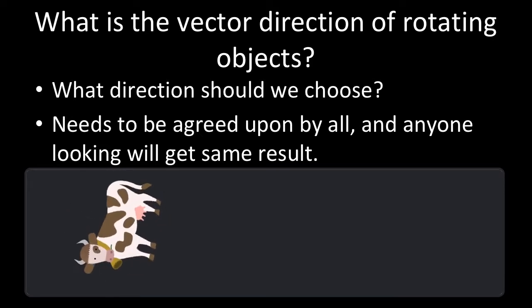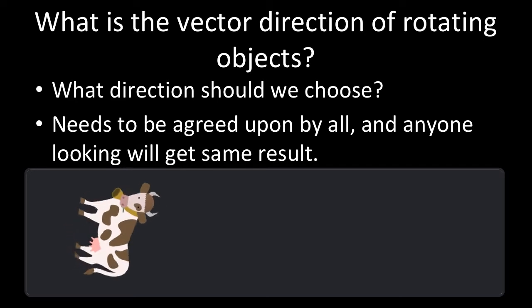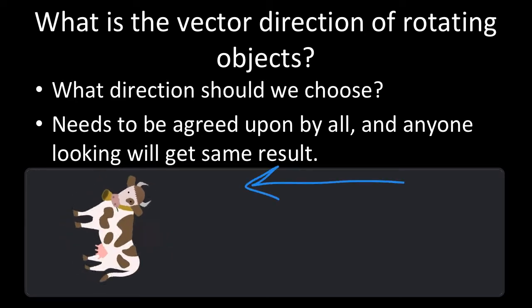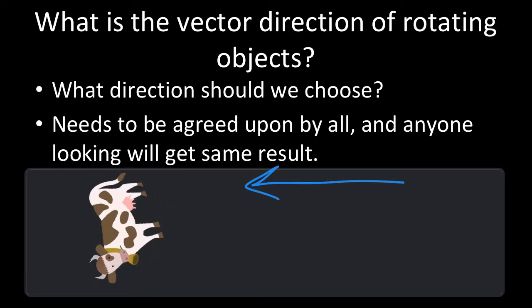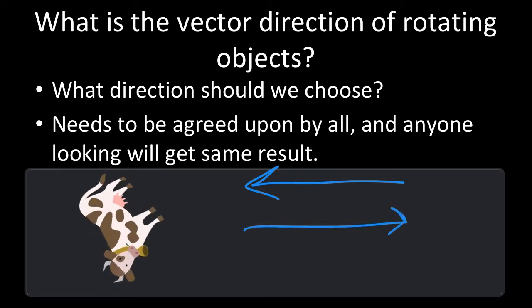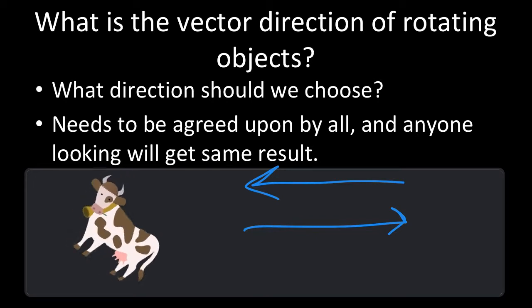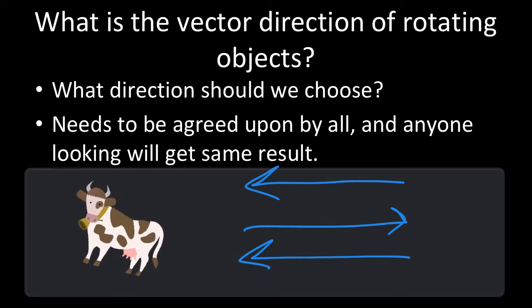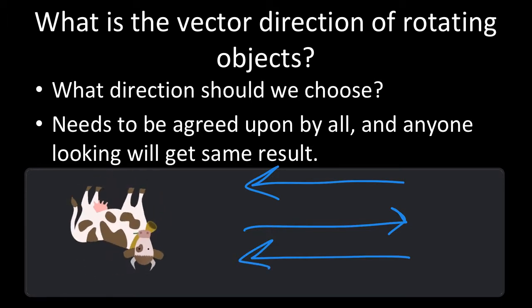So somebody might say, well, let's choose the direction that the top of the cow is traveling. So the angular velocity would be in this direction. Or maybe the direction the bottom of the cow is traveling, this way. Or maybe what if we set the cow on the ground, which direction would the cow roll? And again, if you did that, the cow would roll off in that direction.